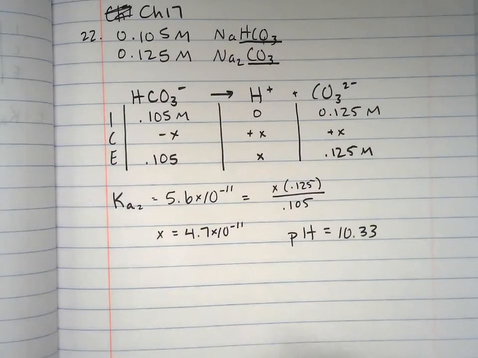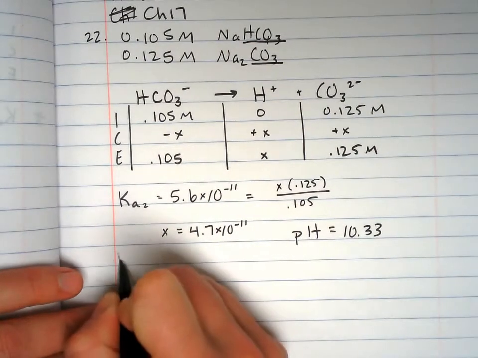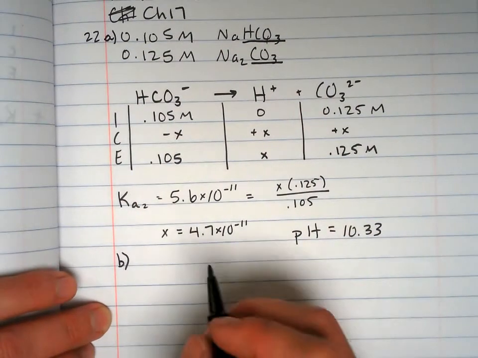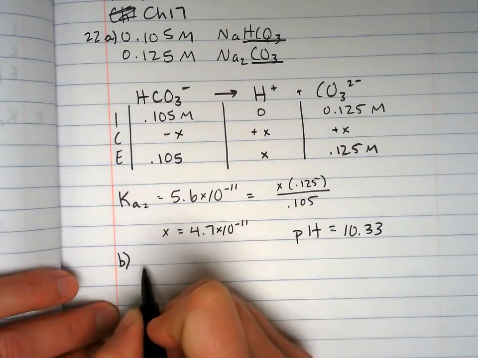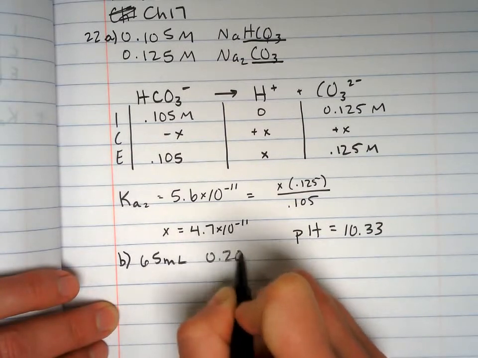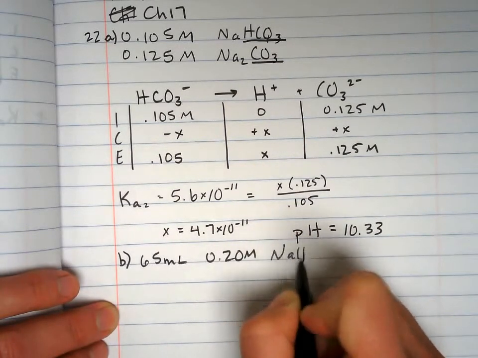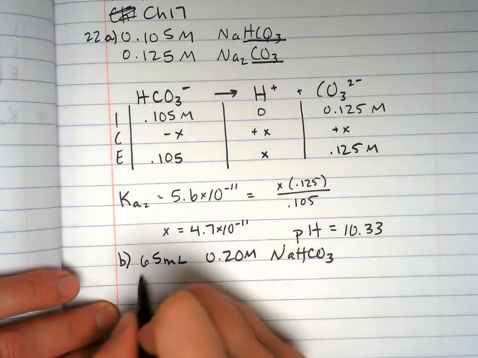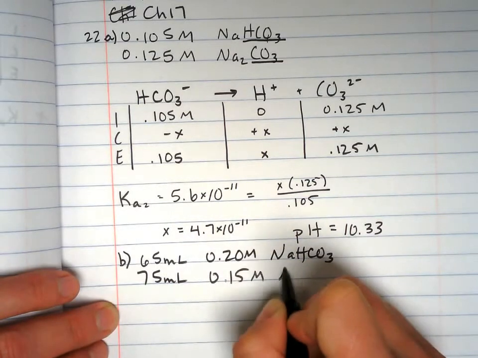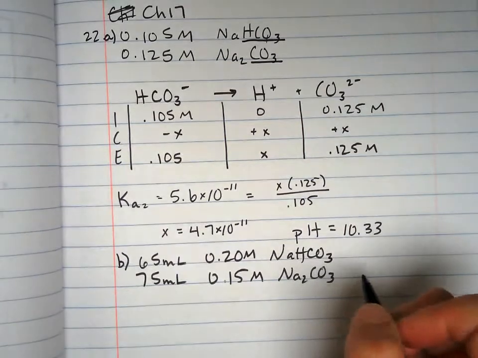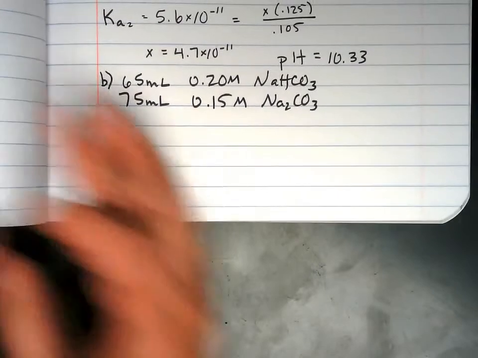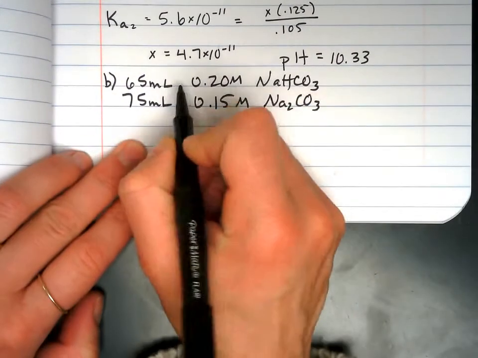Okay, let's solve for B. That was A. So 22B says calculate the pH of a solution formed by mixing 65 milliliters of 0.20 molarity NaHCO3 with 75 milliliters of 0.15 molarity Na2CO3. I'm not going to work this entire thing out because it's pretty much the exact same. The added step here is that you need to calculate how many moles you actually have.